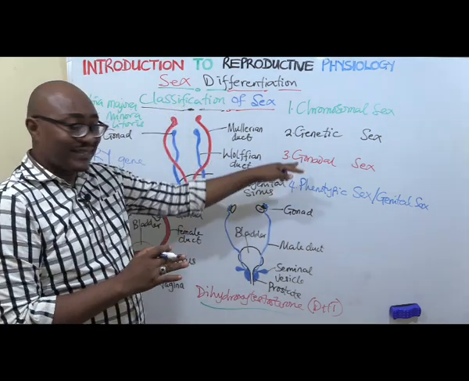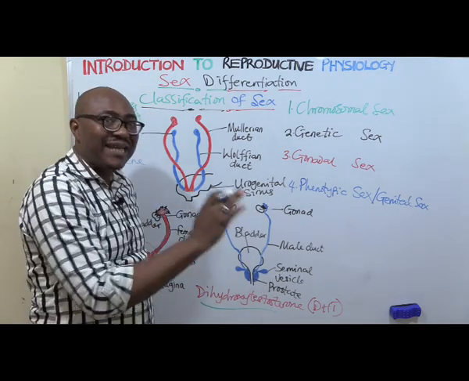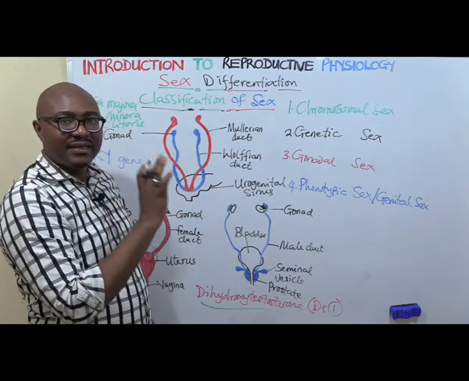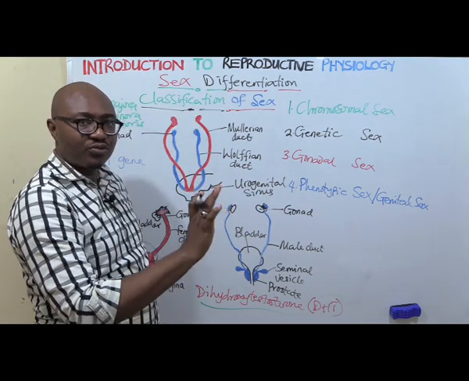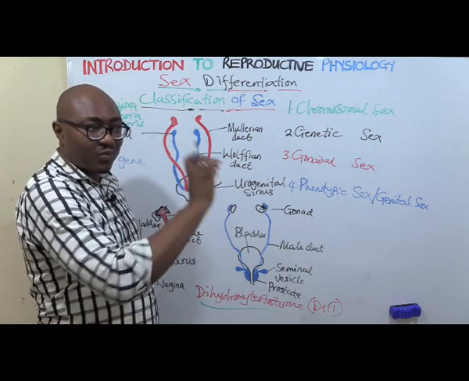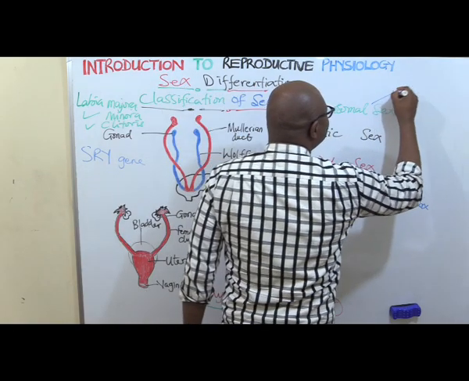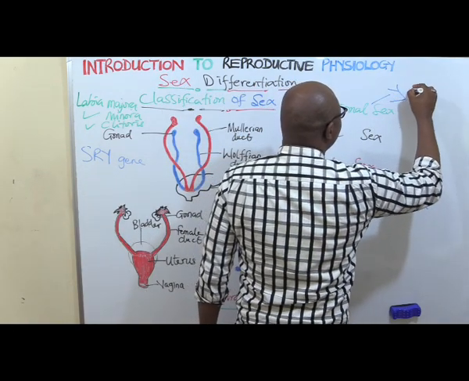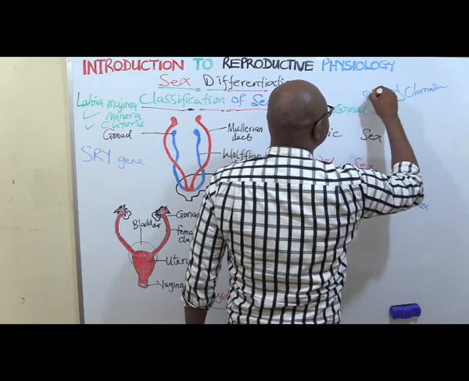You're going to see the difference now. Chromosomally, the person is male because a Y sperm fertilized an egg, the Y sperm that has the Y chromosome. That's why we are talking about chromosome. So it's determined by the presence of the Y chromosome. All right, presence.